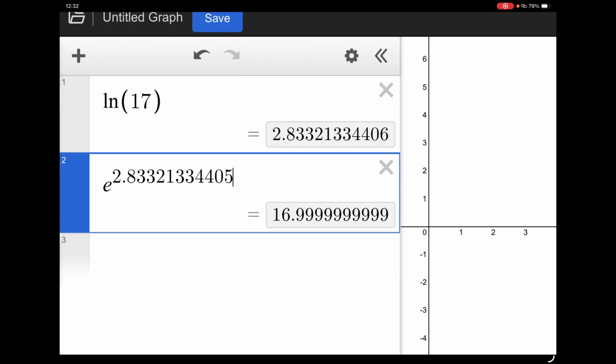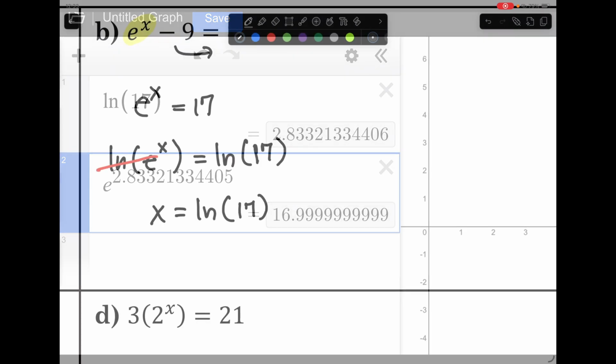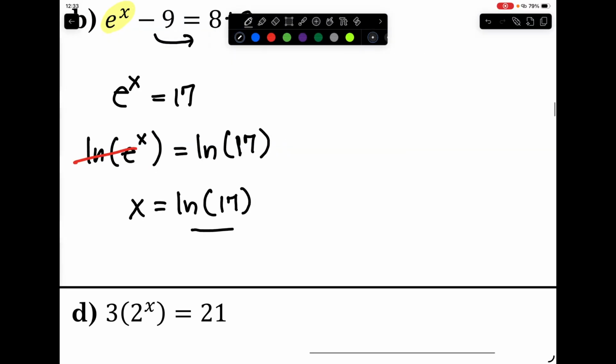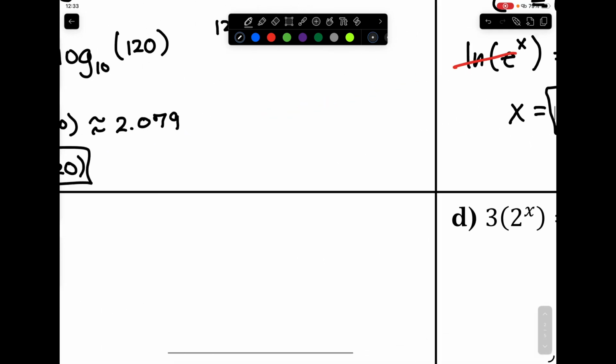So if I do 5, maybe it gets me closer. But the point I'm trying to get to is that again, it's an irrational value. So there's no way to actually be 100% accurate with the appropriate decimal for the scenario. So we're going to simply write the natural log of 17 as our answer. So our answer is the natural log of 17. So let me box that in. And let's move on to the next example.